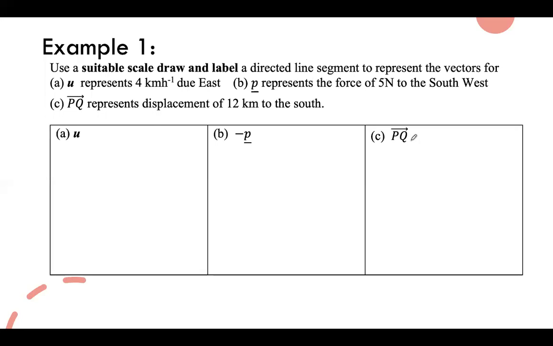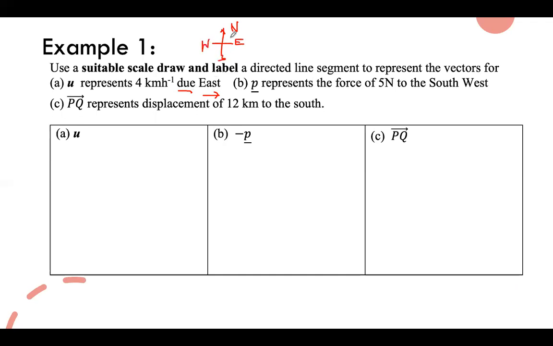Now, example 1. Use a suitable scale. Draw and label a directed line segment to represent the vector u that represents 4 kilometers per hour due east. Due east means moving towards the east, so east means the direction. Do you remember the compass directions? North, east, southwest.